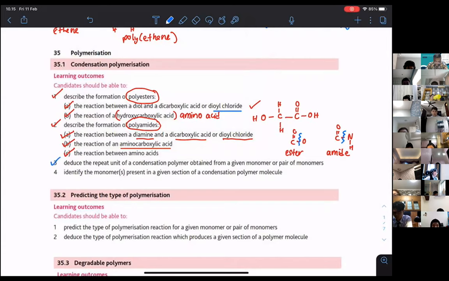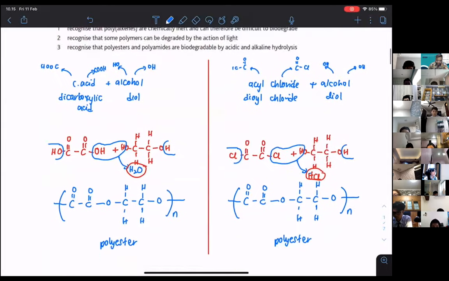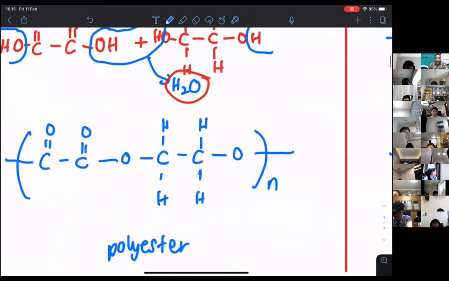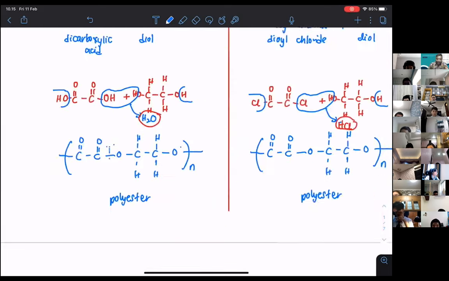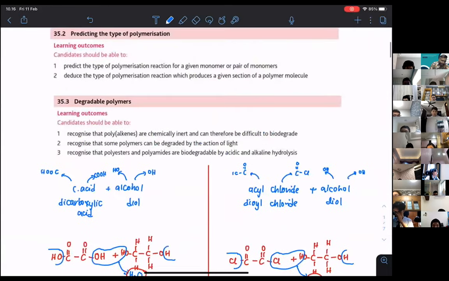Identify the monomer present in a given section of condensation polymer molecule. If you have a polymer, for example this particular polymer, you should be able to identify what the monomer is going to be. So the moment you see this, you separate. This one may be from carboxylic acid, maybe diol over here. So you need to identify. That is some skill that you need to develop.